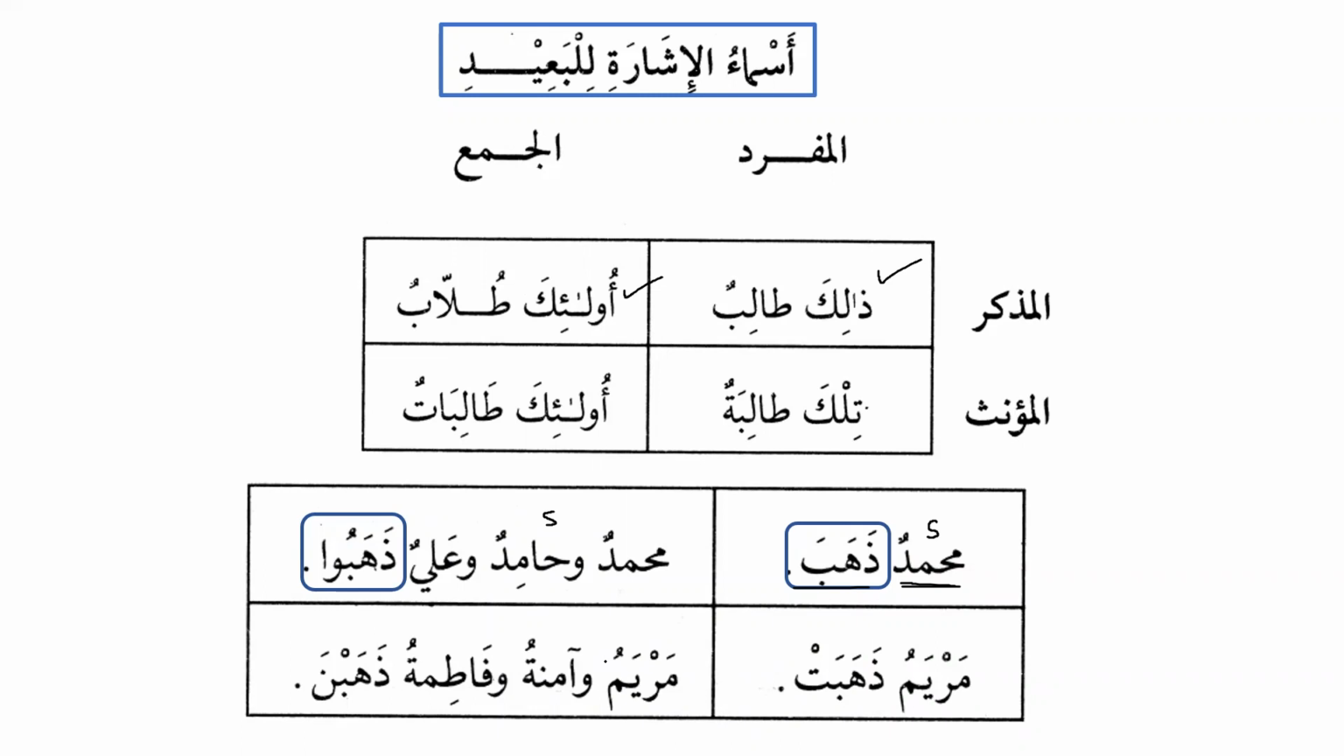Maryamu dhahabat. We know that Maryam is singular feminine, and the verb that we have to use is also singular feminine. So we will say Maryamu dhahabat, and we say that Maryam is the subject and dhahabat is the predicate. And similarly, Maryamu wa Aminatu wa Fatimatu dhahabna. Now we know that the subject is plural, so the predicate has to be plural. Even if the predicate is a verb, it has to be a verb for the plural. So Maryam, Amina, and Fatima went.